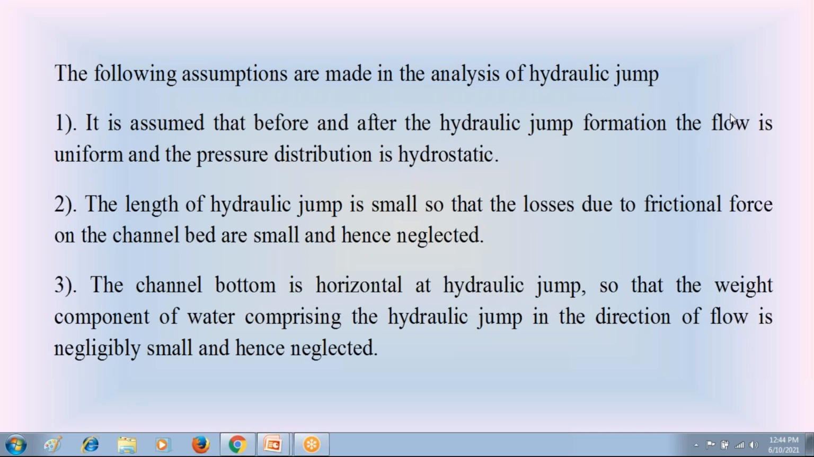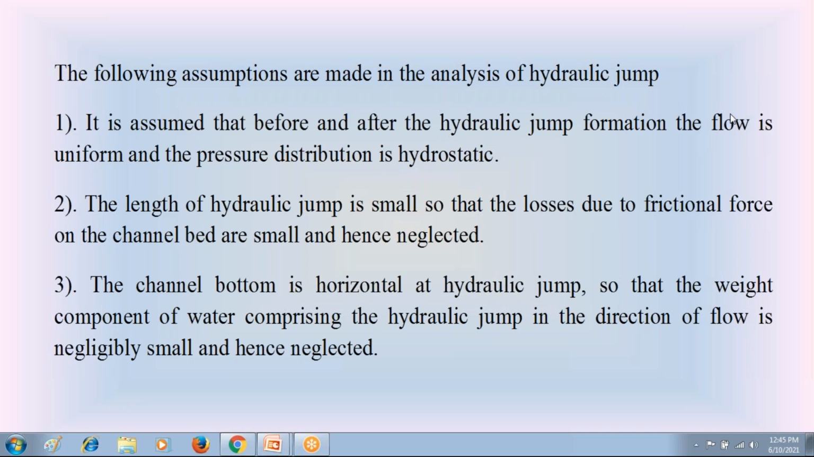You know that before the hydraulic jump, the flow is in supercritical condition. In that supercritical condition, even though the velocity is high and the kinetic energy is high, before the hydraulic jump in the supercritical condition, we assume the water flow is uniform flow.